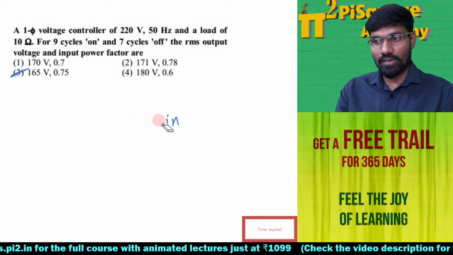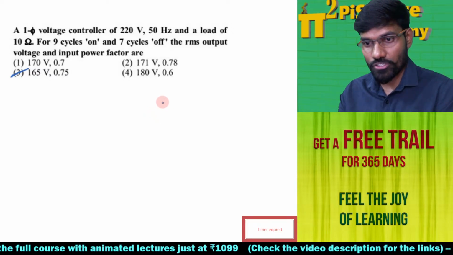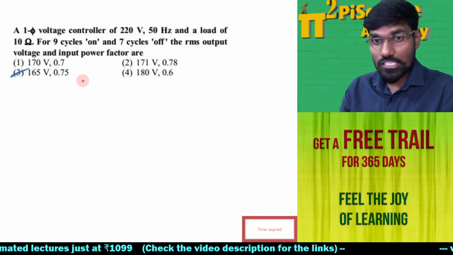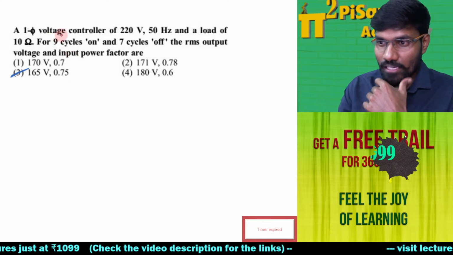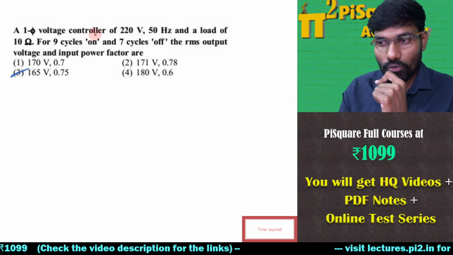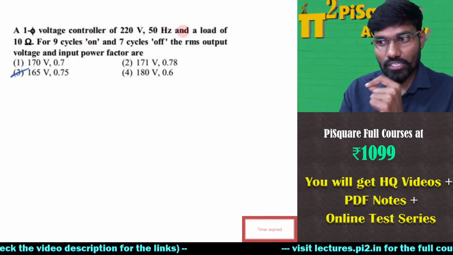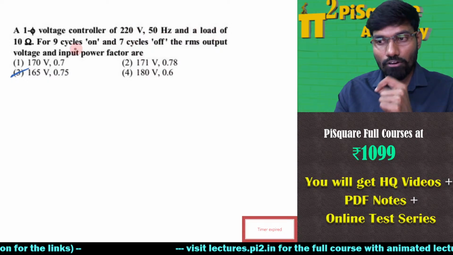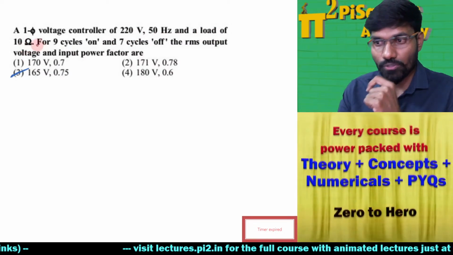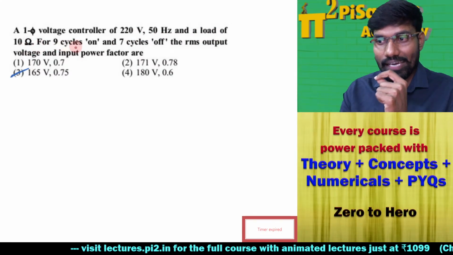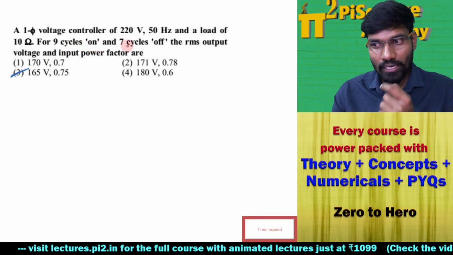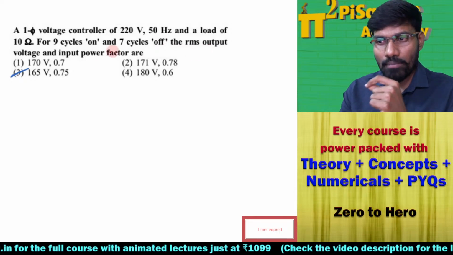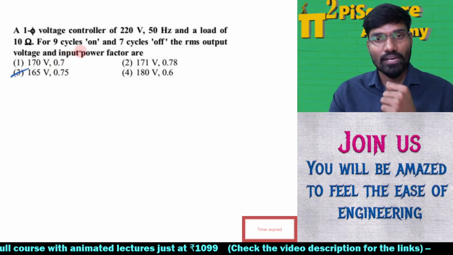Okay, let's now have a look at the explanation. Let's have a look at the solution now. A single phase voltage regulator has this much input and a load of 10 ohm, a resistive load, with 9 cycles on and 7 cycles off. The RMS output voltage and input power factor are asked.